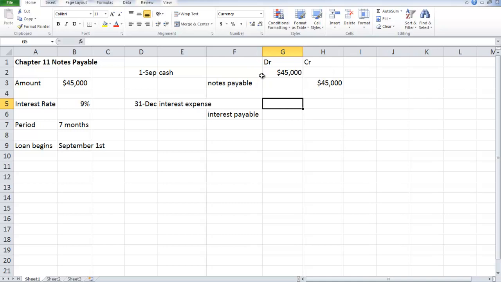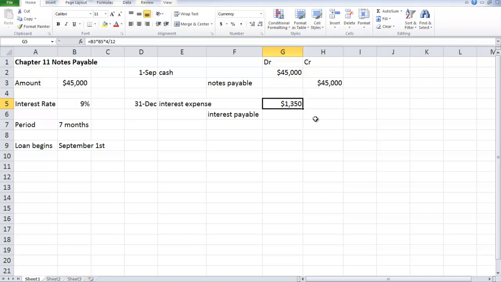And in this case, we have 4 months worth of interest we need to accrue from September 1st to December 31st. Okay, so we take the amount of the loan, multiply that times 9%, and then we multiply by 4 months of the year, because we're accruing interest from September 1st to December 31st. So that gives us $1,350.